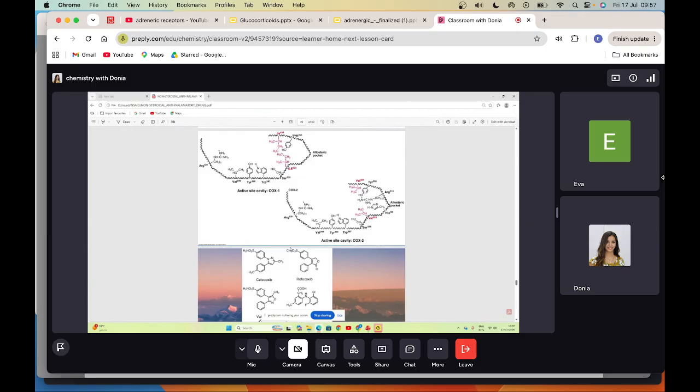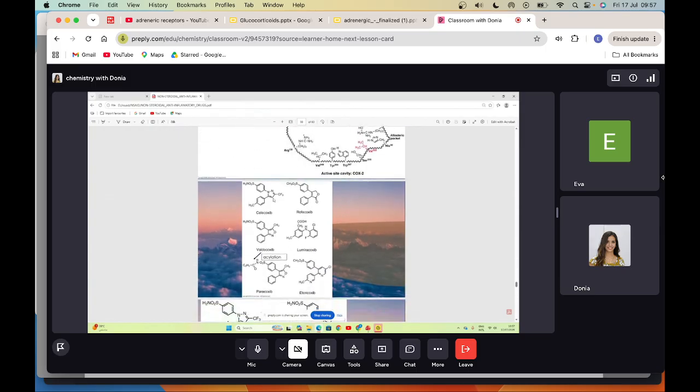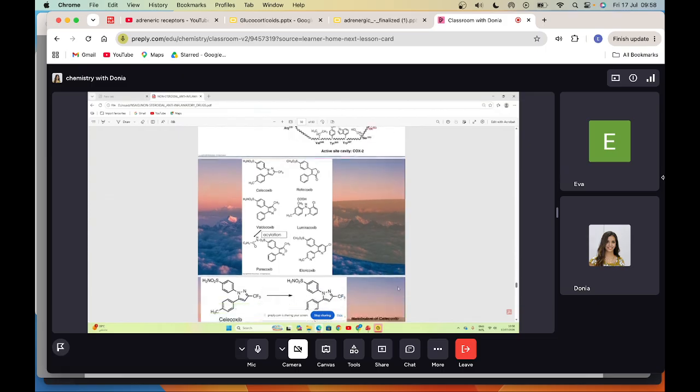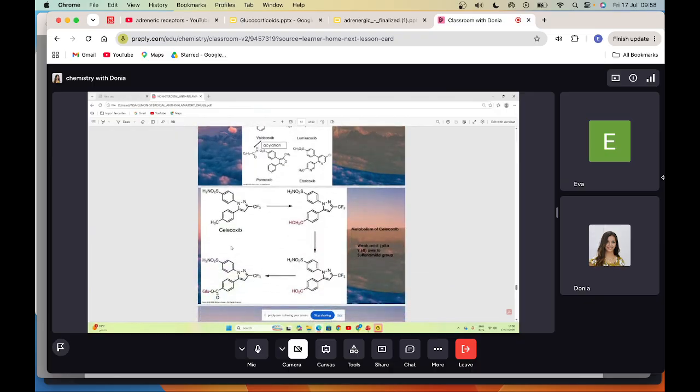Is it clear for you? So here we have sulfonamide, here sulfone, sulfonamide, sulfonamide, sulfone, and only lumiracoxib has the carboxylic acid group. For the metabolism of celecoxib, again, this CH3 is attached to the benzene ring, so benzylic oxidation takes place, followed by further oxidation to give the acid, and this acid would undergo glucuronic acid conjugation. The acidic part is the sulfonamide, as we said.